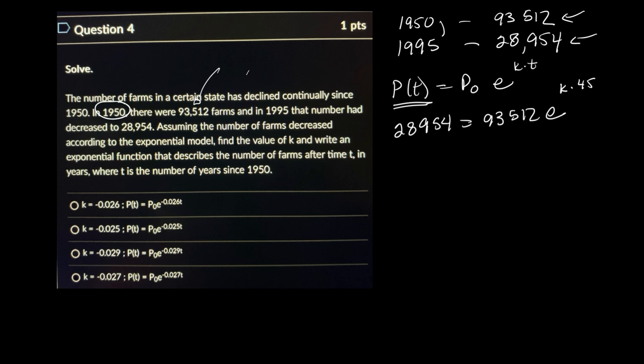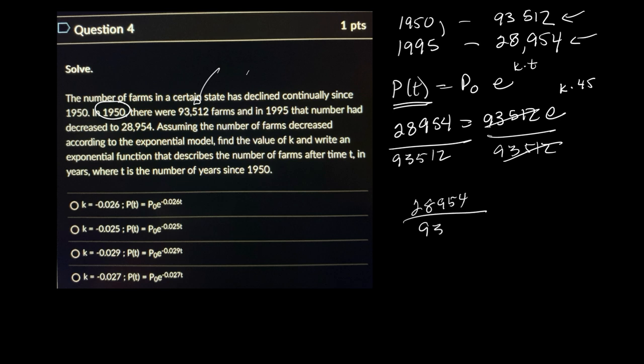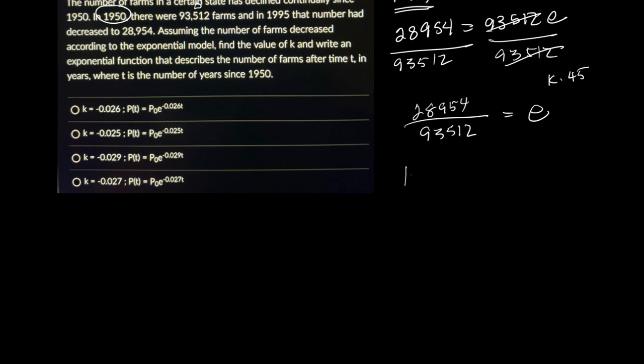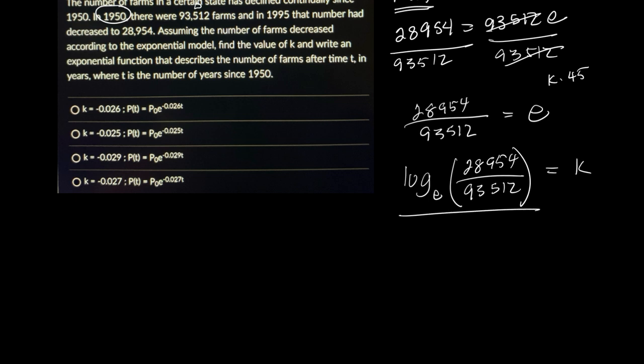Okay, so let me divide both sides by 93,512. Then I get 28,954 over 93,512 equals e to the k times 45. And then change into the log form, log base e of 28,954 over 93,512 equals k times 45. You could come up with that number if you want, but doing it this way just gives you improved accuracy. You divide both sides by 45.